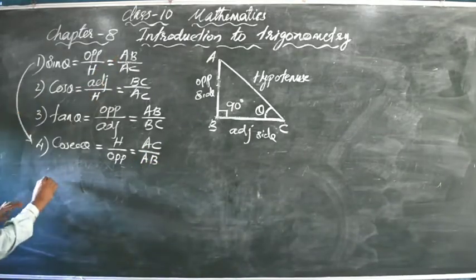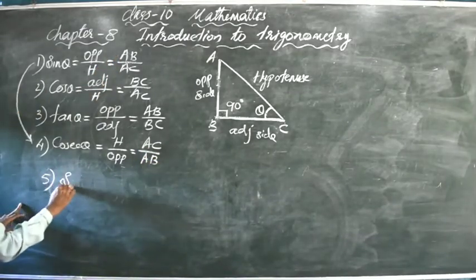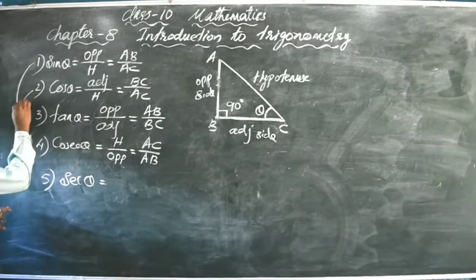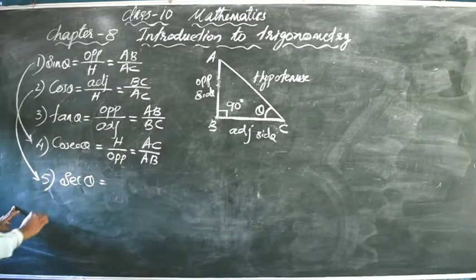Then next one, number 5 is sec theta. Sec theta is the reciprocal ratio of cos theta.